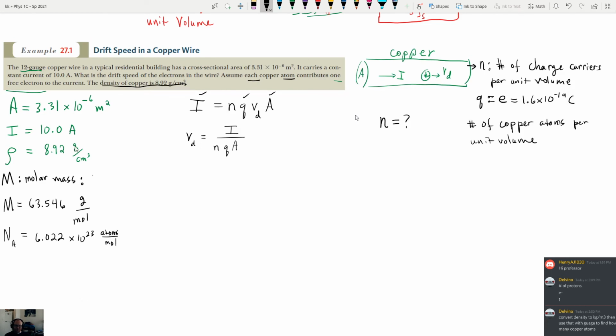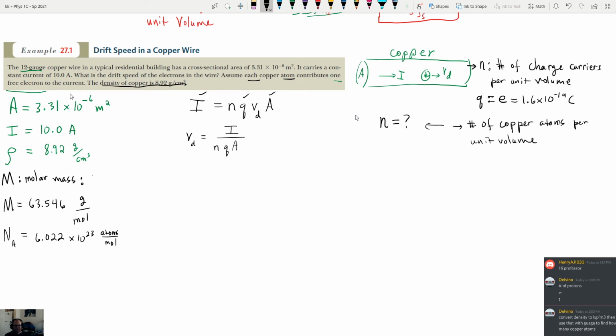Okay, so we've got grams per volume, we've got grams per mole, and we've got atoms per mole. Ultimately we want to convert all of these into the number of copper atoms per unit volume, because that's going to be equivalent to the number of charge carriers per unit volume, because each atom contributes 1 electron. Does that strategy make sense? Do we have enough information here on the screen for you all to figure this out now?